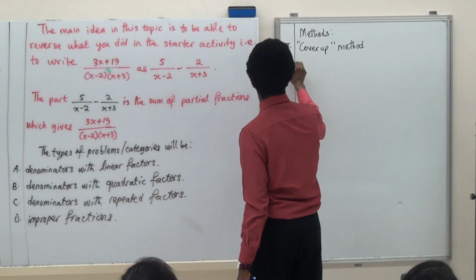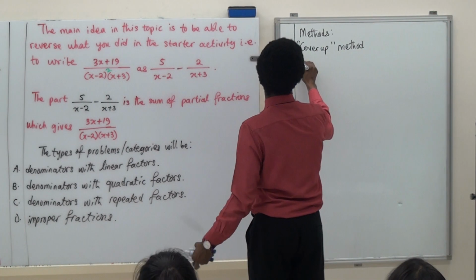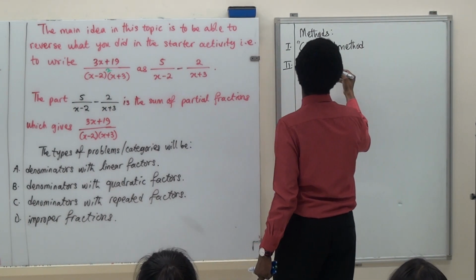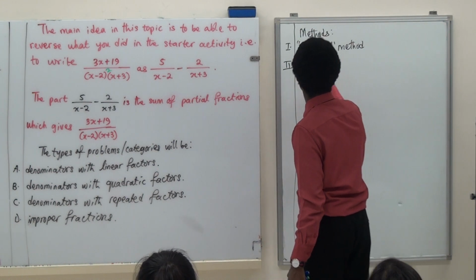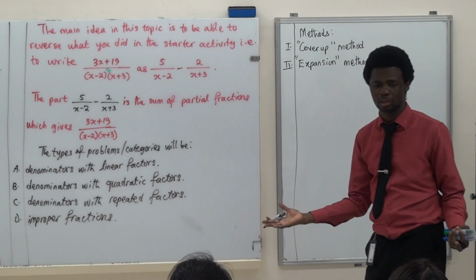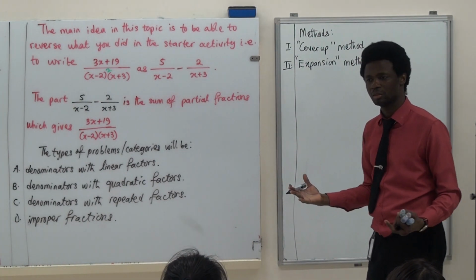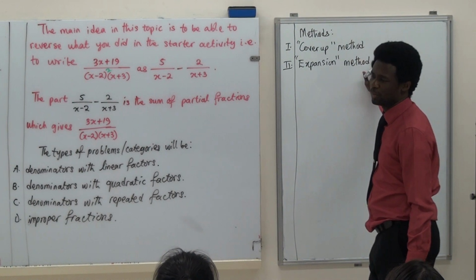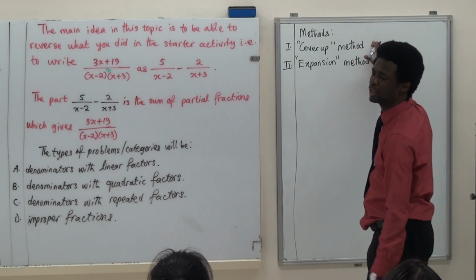But the second method, I'll just say the expansion method. It's not really called that, so that's why I put it in quotes. It involves expansion and comparing coefficients. Okay, expansion and coefficients. So this will work in any case, but this is easy in the first case.